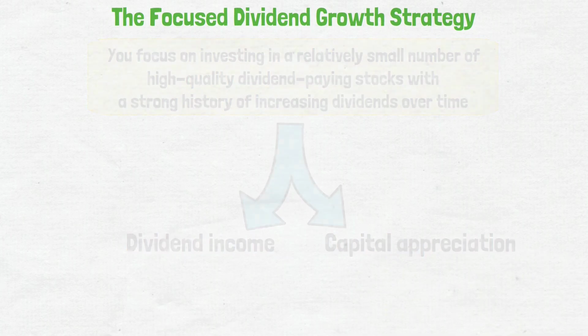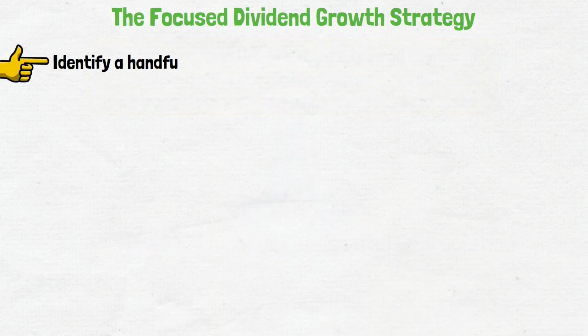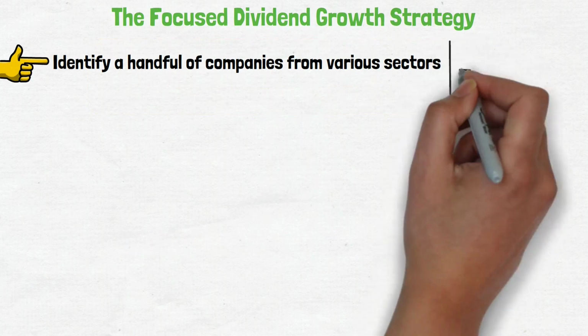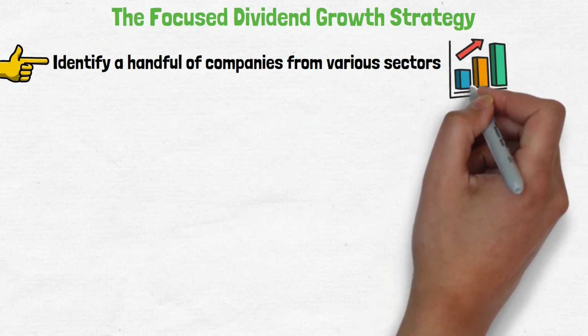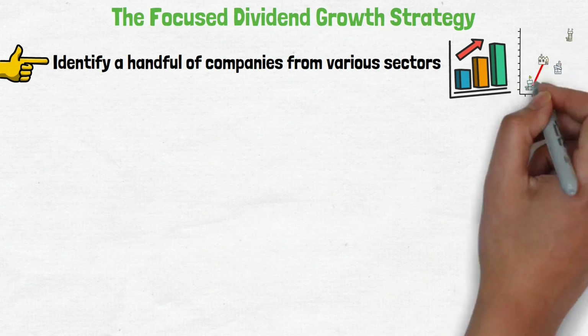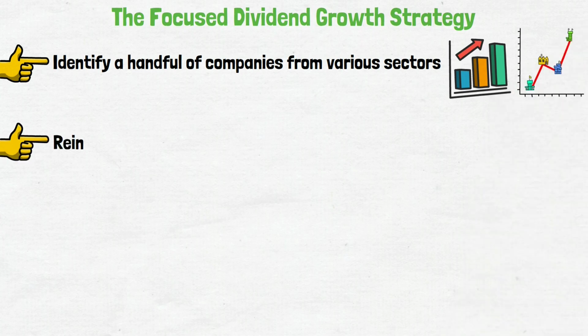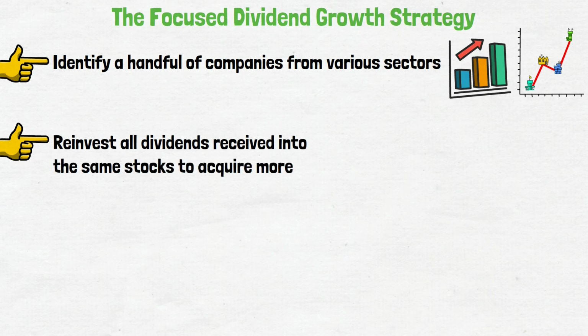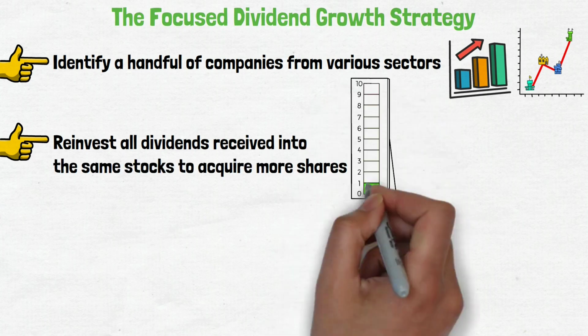Here's how you could implement this strategy. Identify a handful of companies from various sectors that have a track record of consistently increasing their dividends. Look for companies with strong financials and competitive advantages. Then, reinvest all dividends received into the same stocks to acquire more shares. This approach maximizes the compounding effect.